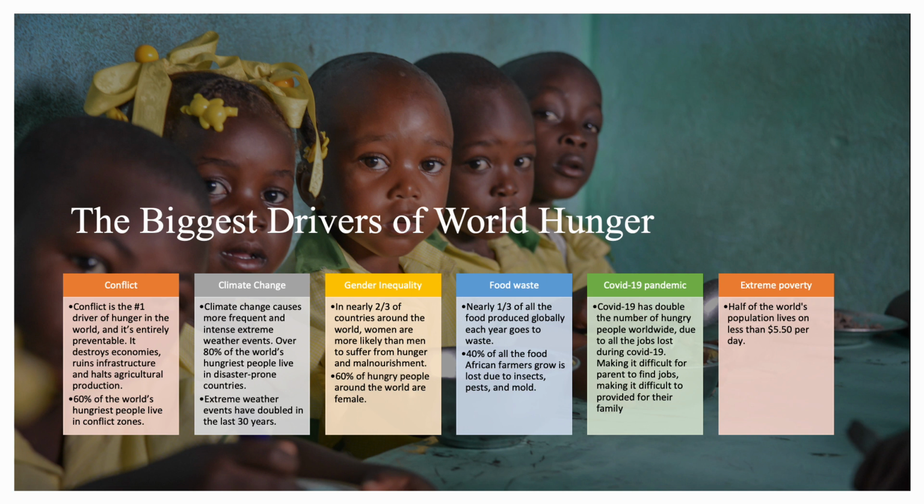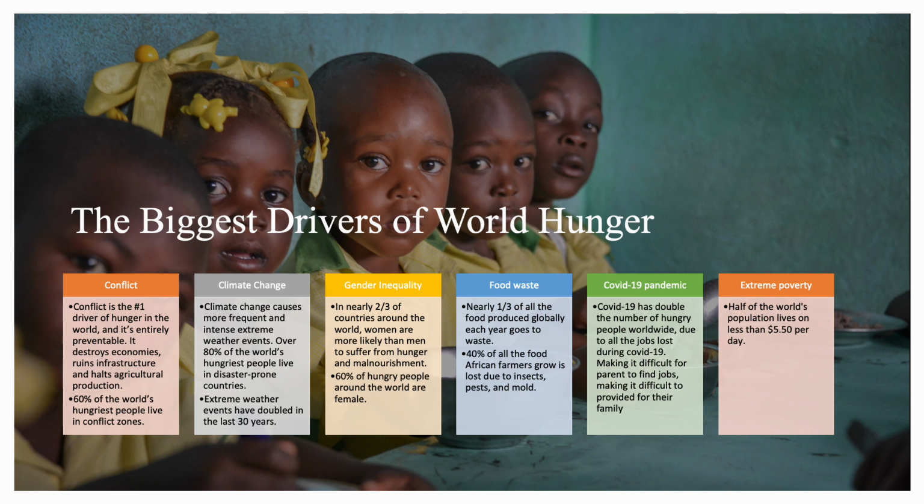Food waste. Nearly 1/3 of all the food produced globally each year goes to waste. 40% of all food African farmers grow is lost due to insects, pests, and mold. COVID 19 has doubled the number of hungry people worldwide due to all the jobs lost during COVID 19, making it difficult for parents to provide for their families.